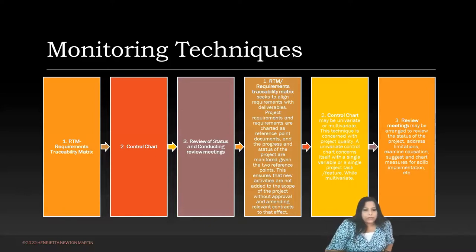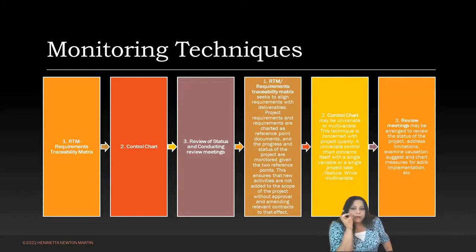Again, techniques. There is the RTM technique, that is the requirements traceability matrix. There is the control chart, and review of status, or conducting review meetings. What is RTM? RTM is requirements traceability matrix. You trace the requirements vis-a-vis the scope of the project, the needs of the project, availability of resources, and so on. So the requirements traceability matrix seeks to align requirements with deliverables.